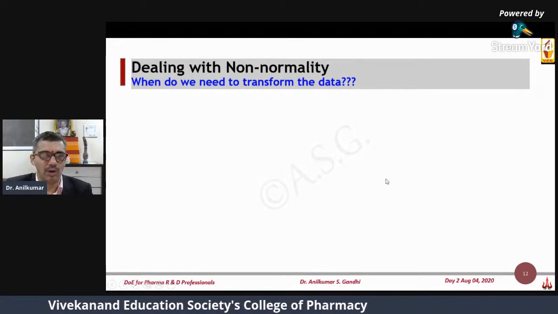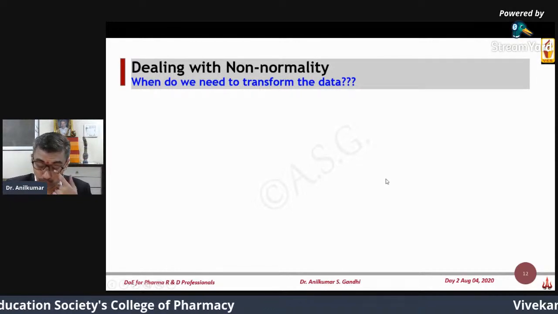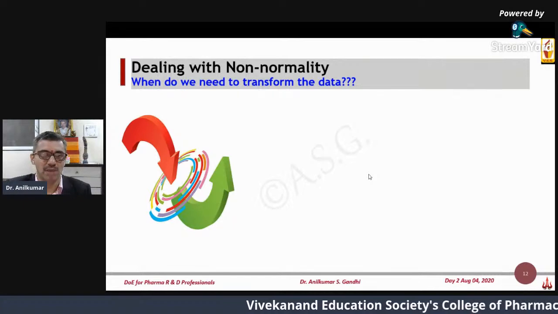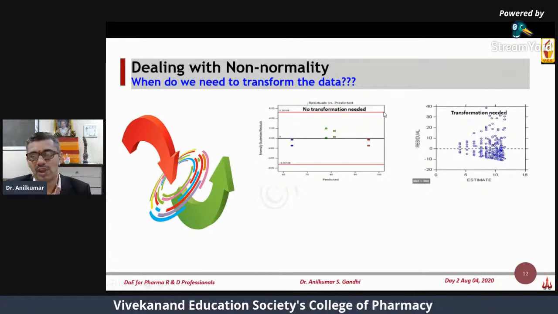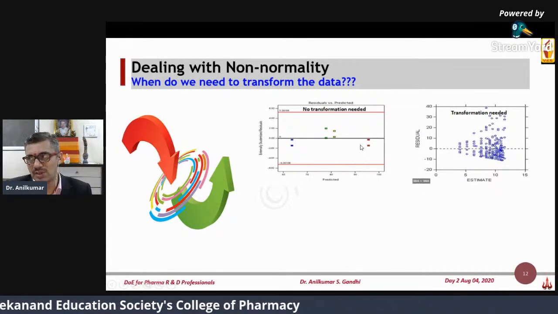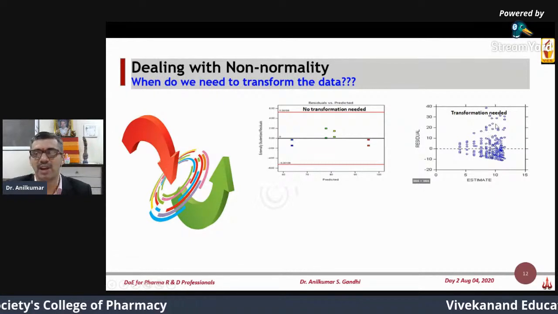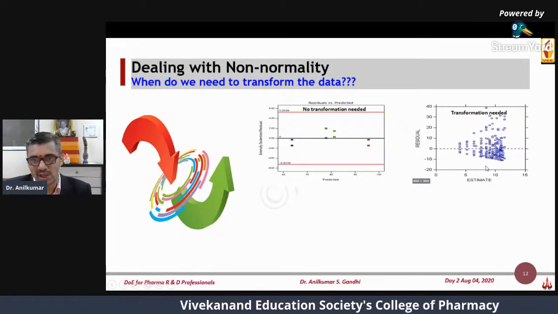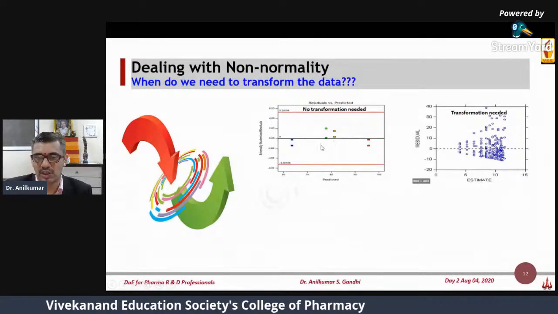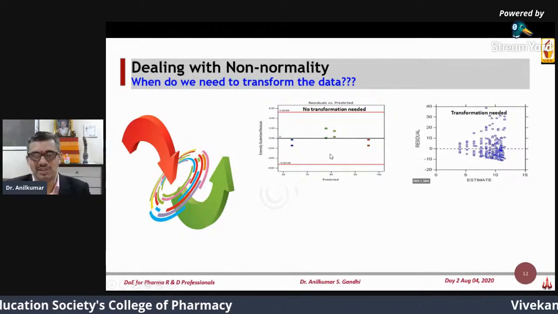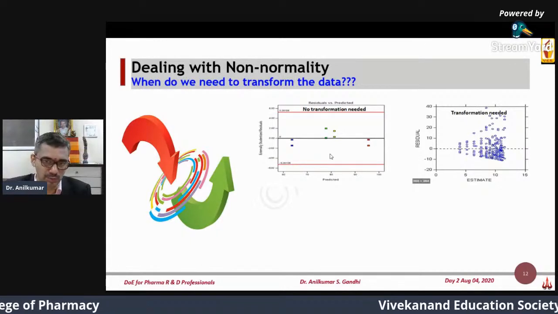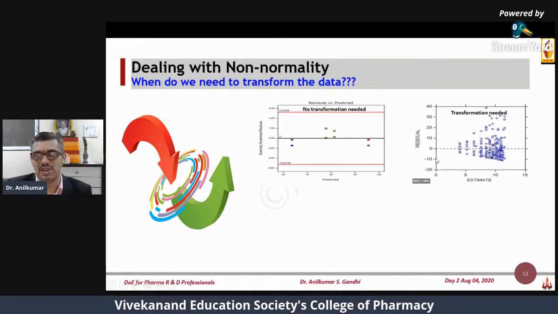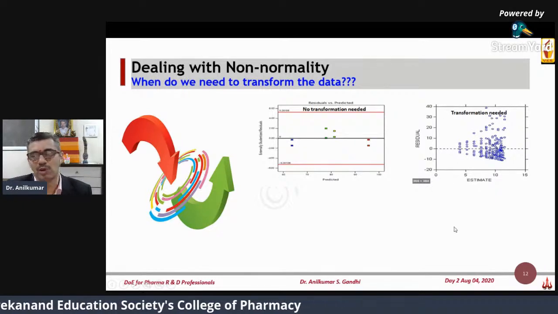Now, what do you do when you observe such things? We have to do something with that data. When I discussed yesterday, I discussed the megaphone effect, and I also gave an example of dissolution. The graph on your left is the one which is desirable. This is what we got with the paracetamol study, but the right graph is not desirable. Now, suppose you get this, what do you do?